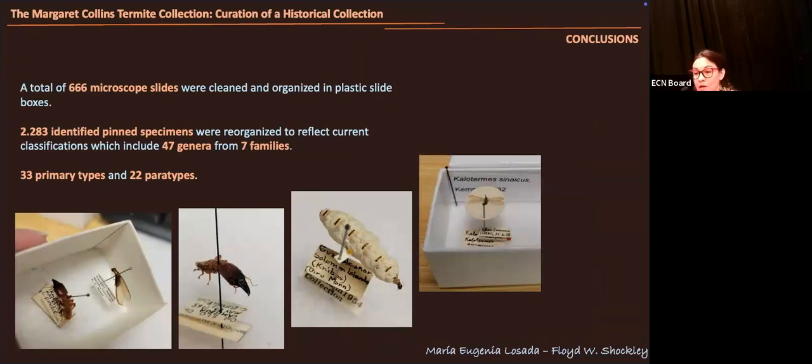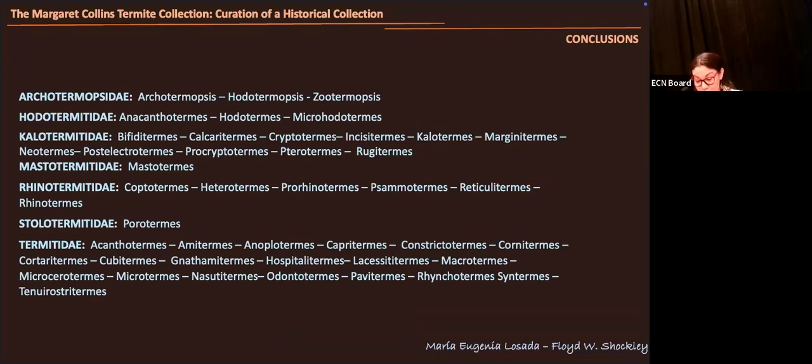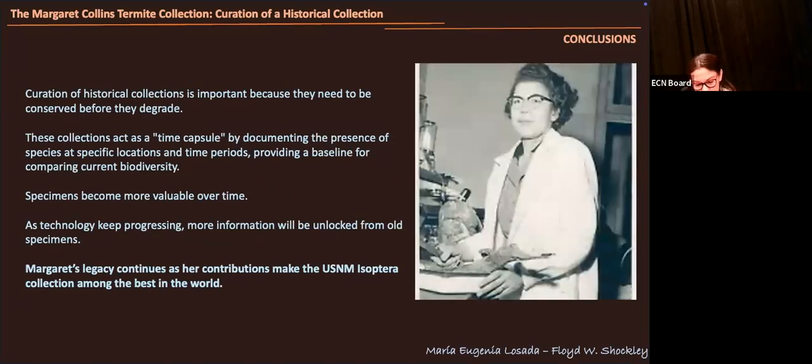For conclusion, now we know how many specimens we have in total. We have 666 microscope slides and about 2283 identified pin specimens that include 7 families and 47 genera, and we are holding 33 primary types and 22 paratypes. For those interested, this is the list of what we are holding now in this collection.